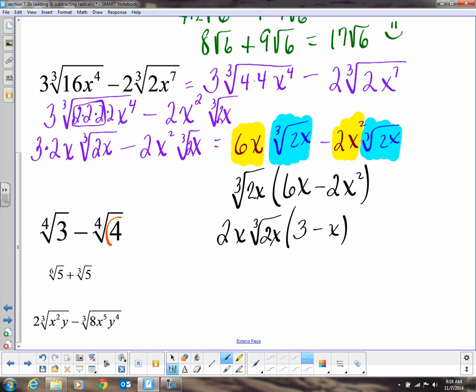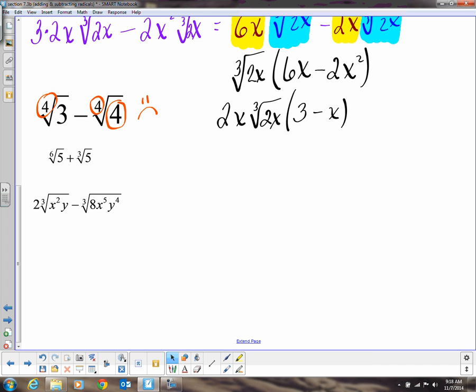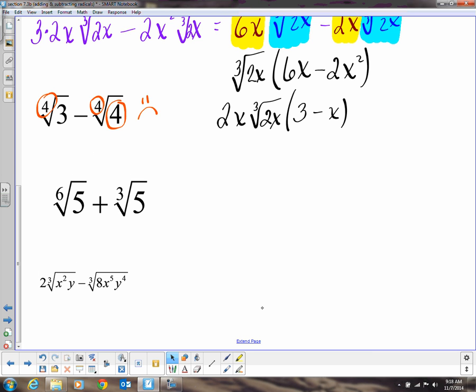Are there 4 factors of anything underneath here? Are my indices good? Can I subtract them? No, why not? Because the radicand is not the same. So does that problem stay just as it is? Yep. All right, so now let's look at this one. What about this one? Why? Right, not the same.